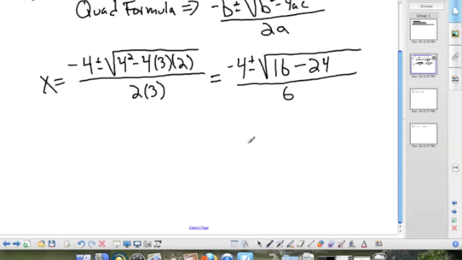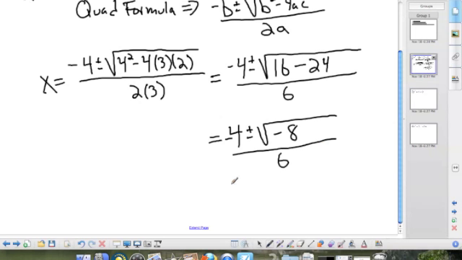Simplifying inside the radical, we're going to get negative 4 plus or minus the square root of 16 minus 24, which is negative 8, all over 6. So we have the negative inside the radical. We're going to have to take that out by putting i on the outside. So now we get negative 4 plus or minus i square root 8 all over 6.